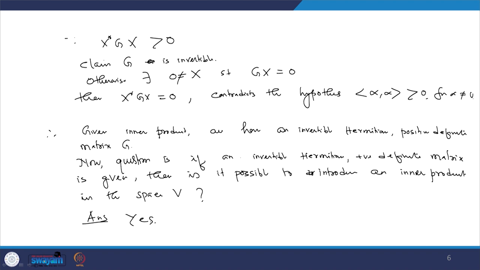So when an ordered basis is given to us, then how do we define that inner product? We will define the inner product like this.